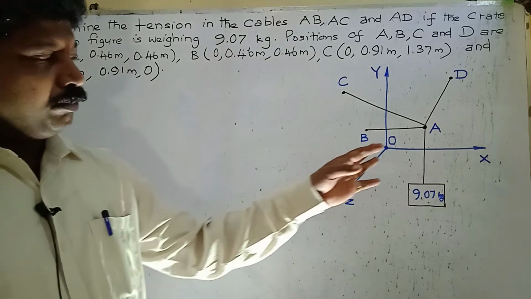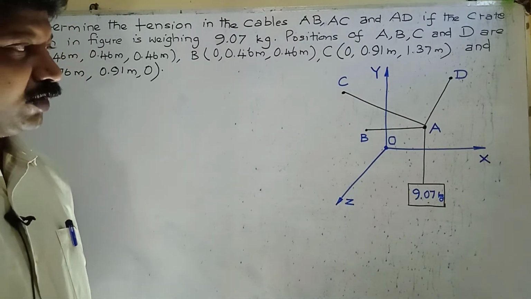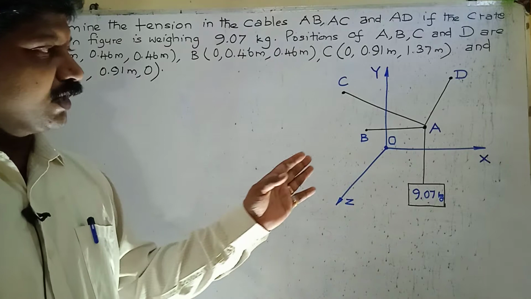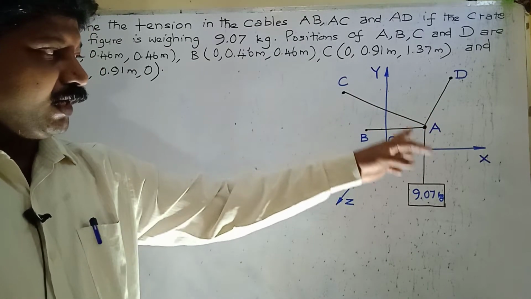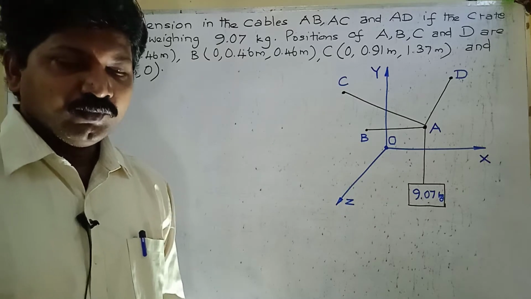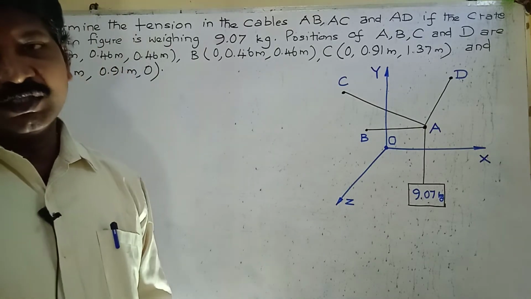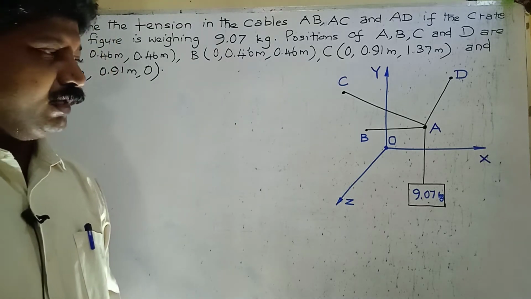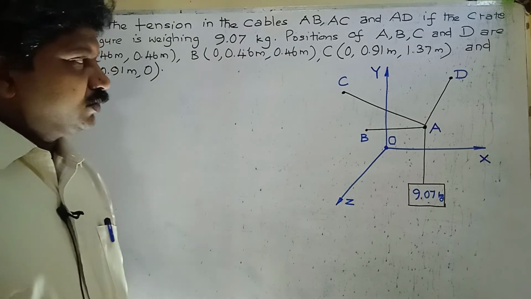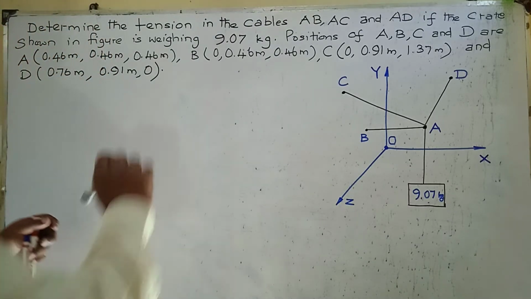So the particle A is in equilibrium. The forces acting on the particle are TAD, TAC, TAB and weight. So first you have to find the four forces in vector form. Four forces acting on the particle A in vector form. So first, how to find the TAD vector?